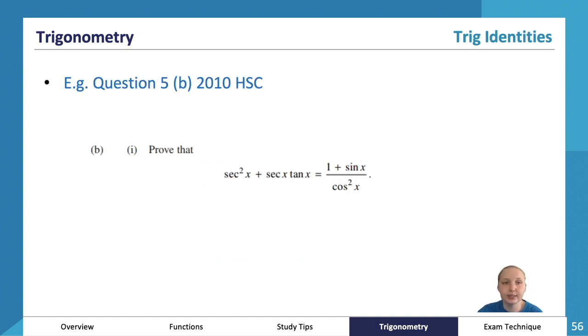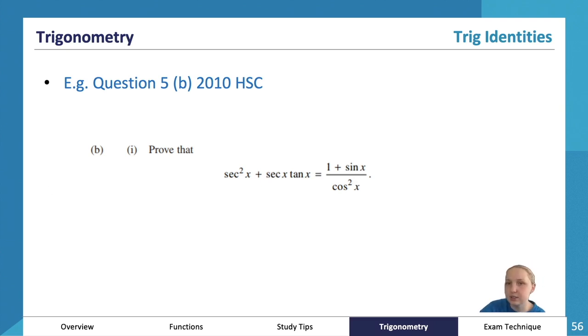So let's have a look at some practice questions. I think trig identities questions are probably the hardest part of Year 11, both trig and maths in general. So let's have a look at this question, which says sec squared x plus sec x tan x equals 1 plus sine x on cos squared x. So we're being asked to prove this. How can we prove that the left-hand side is equal to the right-hand side?